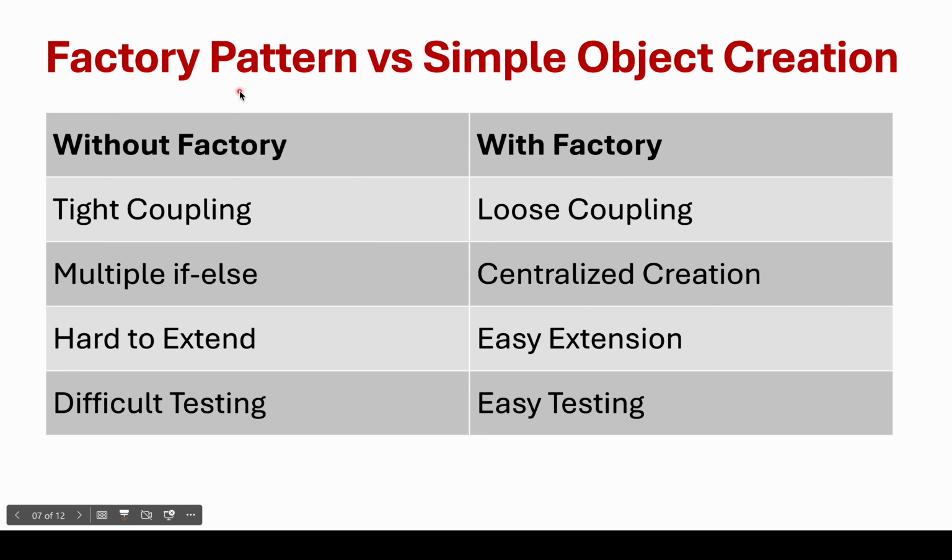Let's forget about design patterns. If we want to use objects, how do we create objects? By using the new keyword. Without a factory, object creation is very tightly coupled. What is tightly coupled? When two services are tightly coupled, there's no abstraction. And for some scenarios we have to use multiple if else, and this is very hard to extend. We have to modify our client code, which will break the OCP principle, and this is very difficult to test. Why? Because we are modifying our client class.